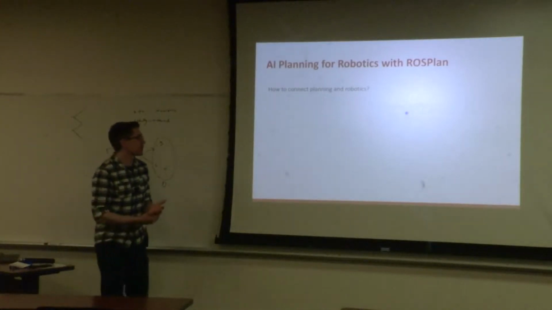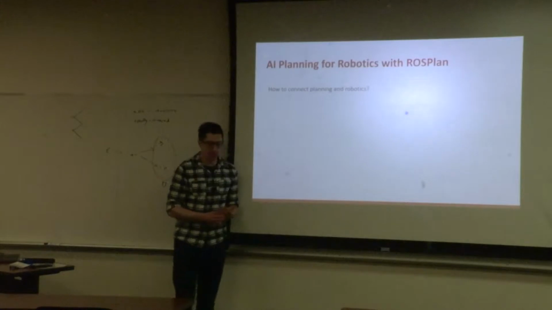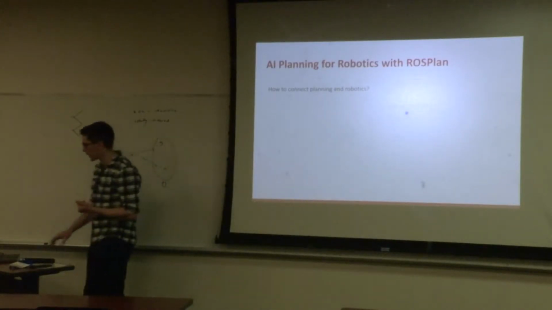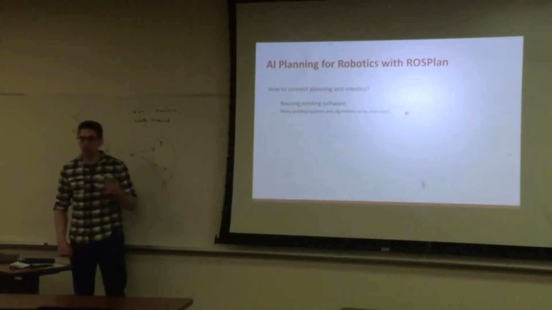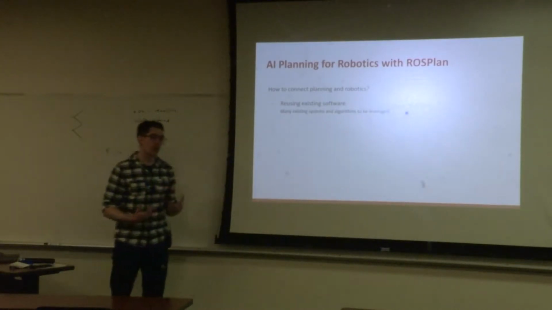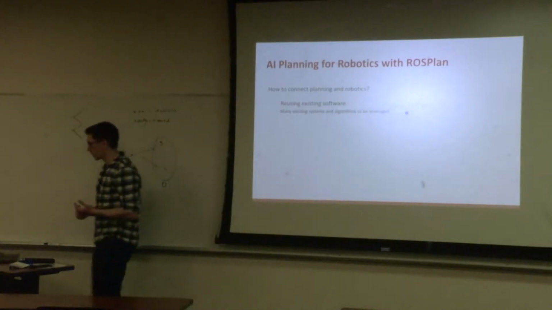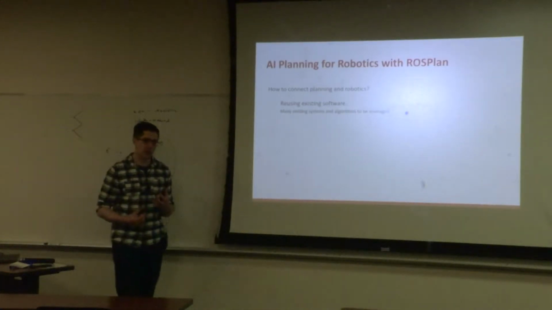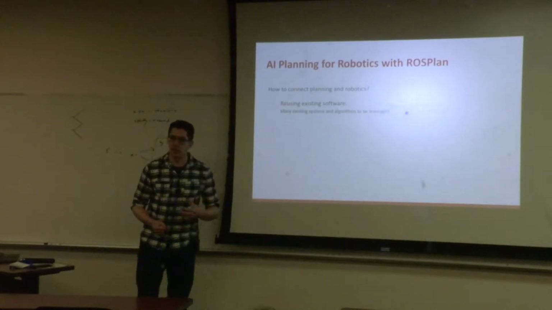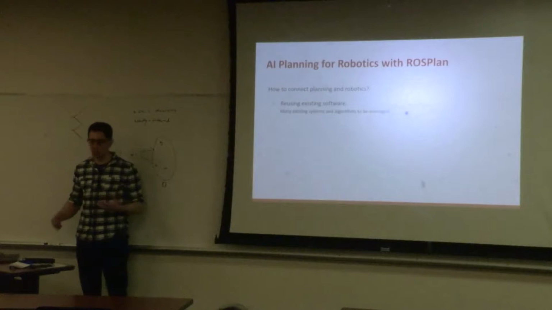So the question I want to cover in this tutorial is how do we connect planning and robotics in a way that can reuse some of the knowledge and some of the work that's already been done to create this wealth of systems that are available. It seems like a bad idea just to ignore the fact that they exist and start building your own task planning robotic architecture.